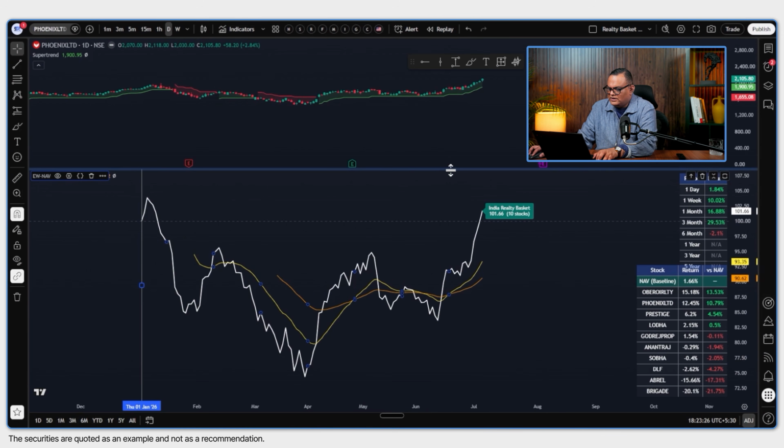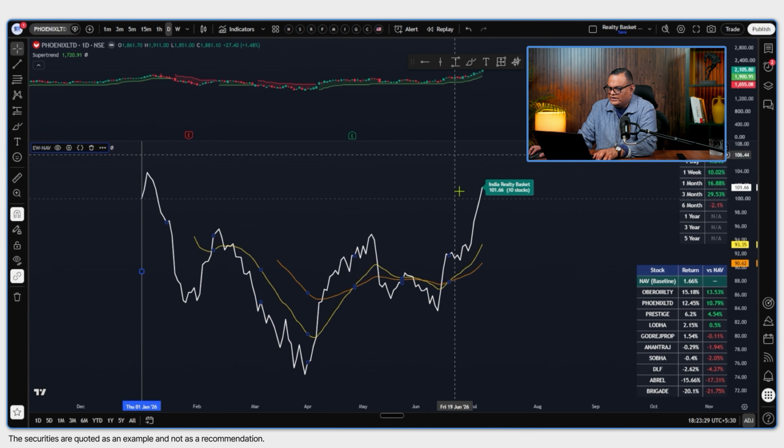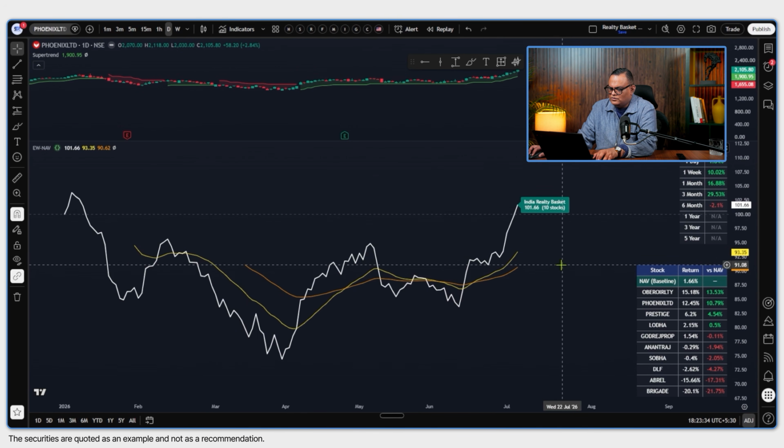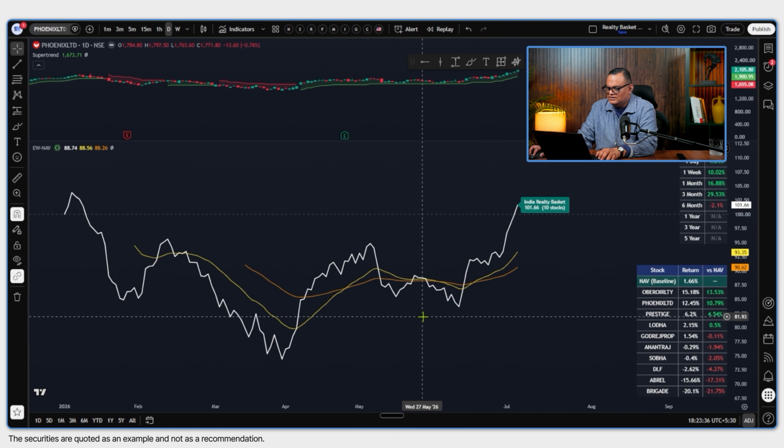And once you click on OK, you get a line chart like this. And you would also see two moving averages. So as you can see, there's been a crossover around a few days back. So the sector is uptrending. So that's a good sign.